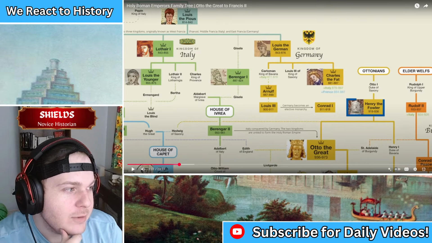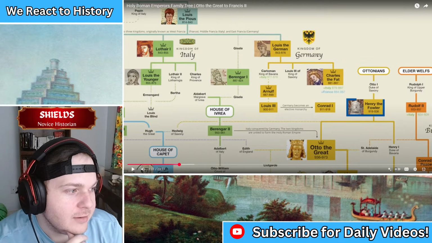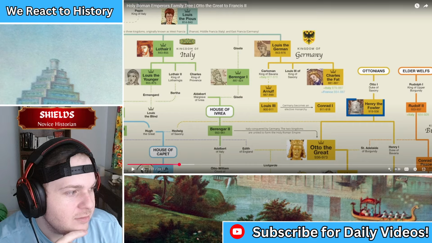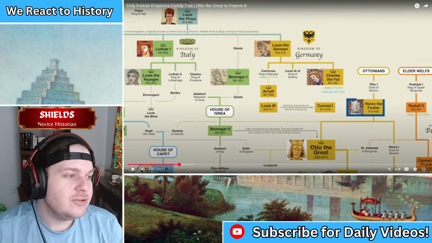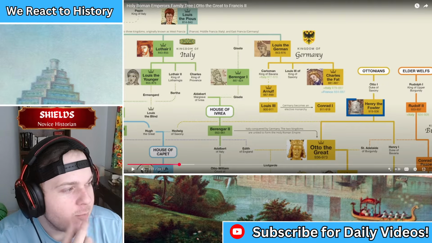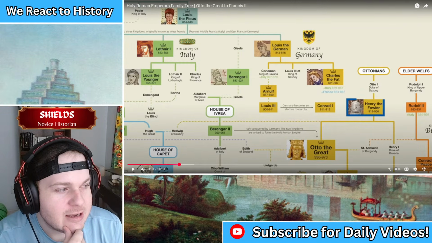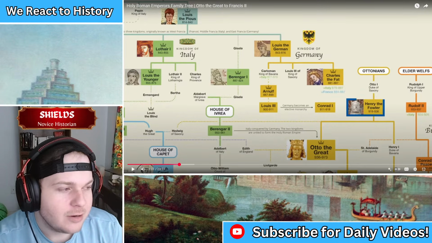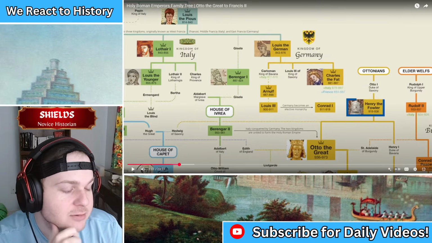Obviously, Poland-Lithuania had an elective monarchy, so this is kind of an interesting new development. I wonder, is the HRE like that? I think it stays an elective monarchy, right? I'm not sure. We'll have to see.